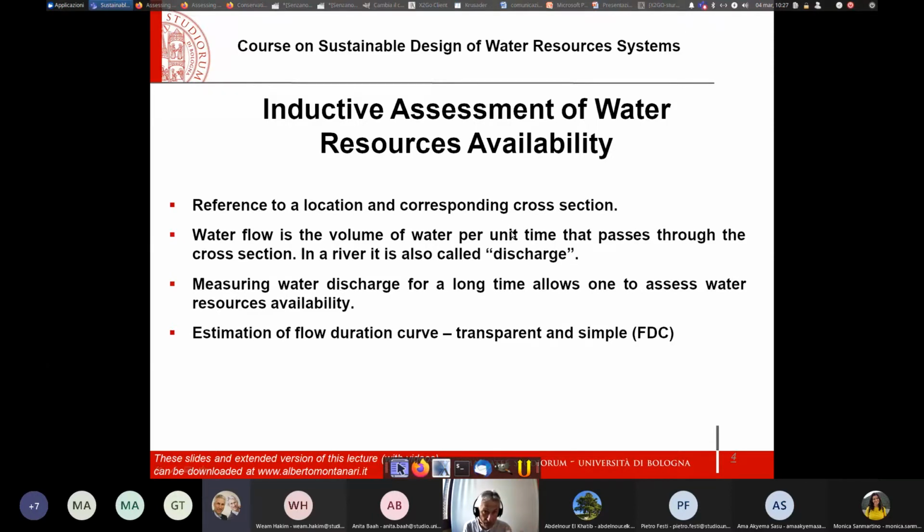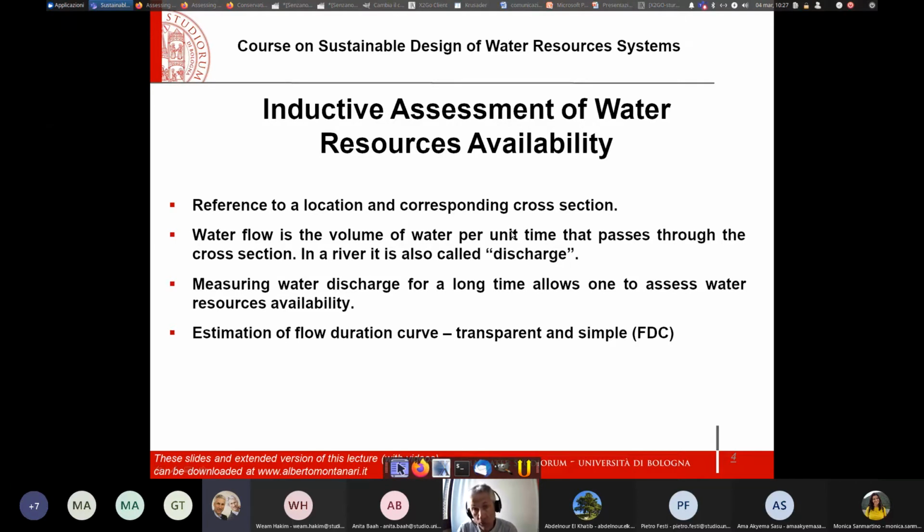Usually we are interested in getting water from a river at a given location, and we want to know how much water we can take. This is our problem. It's our problem because, once we build an infrastructure to get water, we are interested, of course, in getting as much water as possible within a sustainable framework. So we are interested, of course, in getting much water, but we don't want to make unsustainable actions. So the question is a bit complicated.